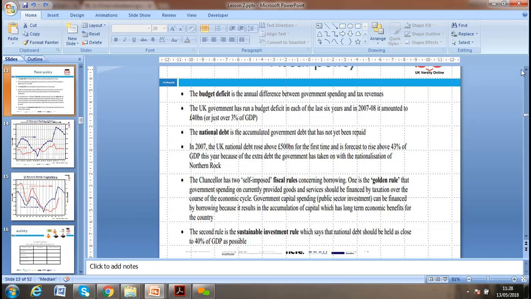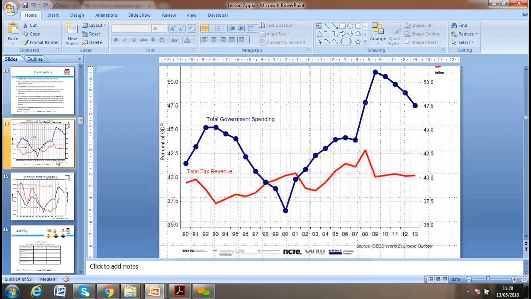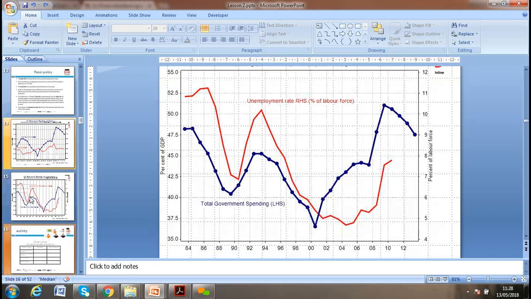So the budget deficit is the annual difference between government spending and taxes. The UK government runs a budget deficit each year. In 2007-8, it was just over 3% of GDP. Then they tried to reduce it. Now it is around a few percent, but there is still a difference. So between government spending and government tax revenue, there is a difference. You will see this in the graph as well, and the government, through fiscal policy, tries to adjust it.